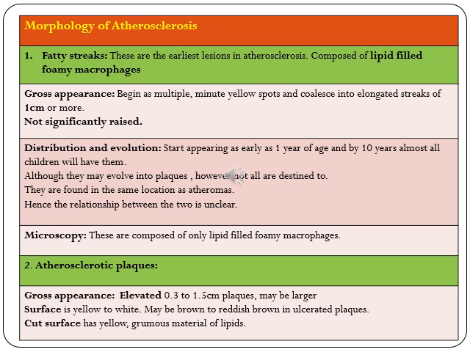Then the cut surface will have a yellow grumous core which will be composed of lipids. So lipids will give it this yellowish color, located in the center, and towards the innermost part of these lesions it will have a whitish cap of fibrous tissue.